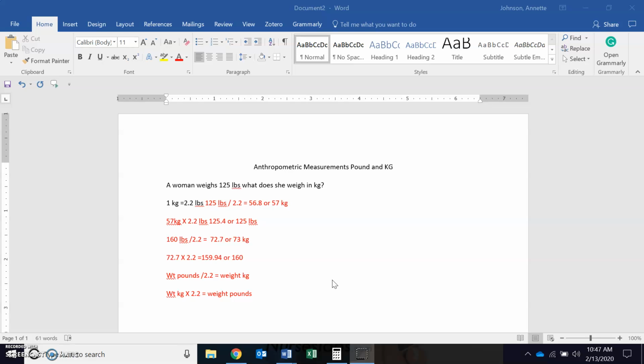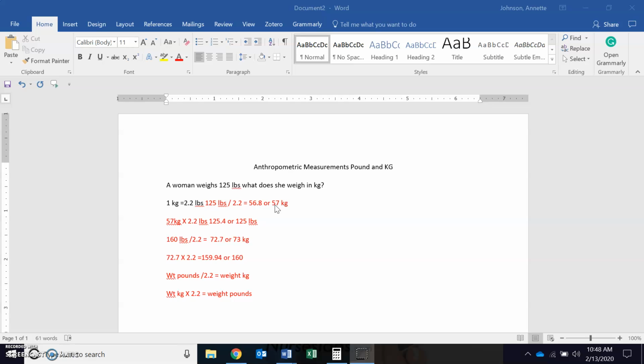Now we're doing pounds and kilograms. So 1 kilogram equals 2.2 pounds. So if a woman weighs 125 pounds, what does she weigh in kilograms? So I have 125 pounds divided by 2.2 equals 56.8. Rounding that up, 0.5 and higher, you round up. So that would give you 57 kilograms.